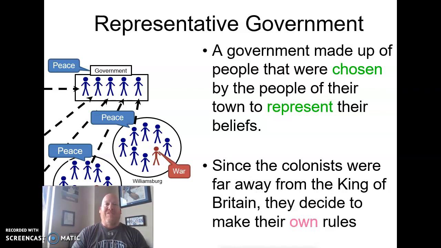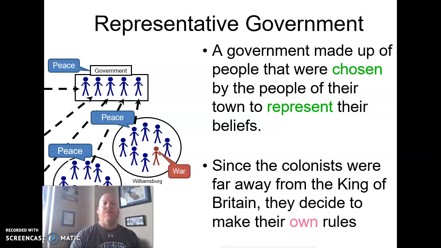Now, were they still technically under England and the king and parliament that we'll talk about here in a little bit? Yes, they were, okay? But they needed something practical that was here in our colonies to run our government when we didn't have time to wait on England to give us their opinion. So, since the colonists were so far away from the King of Britain, they decided to make their own rules. So you might hit pause here, go over to your notes, and fill those in.